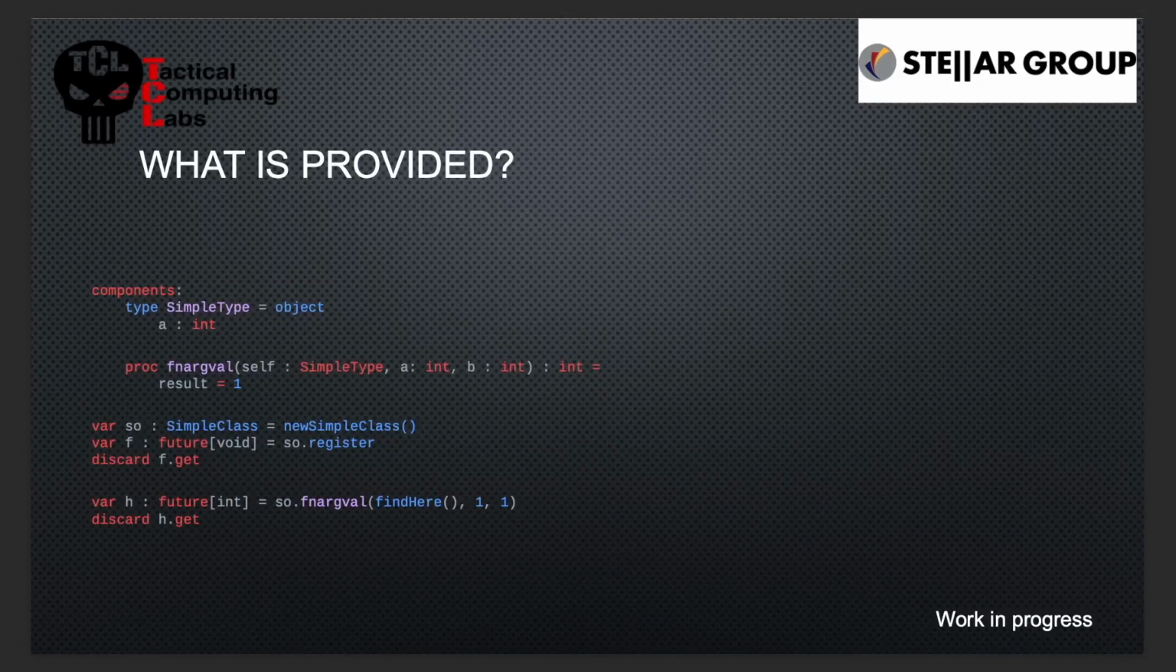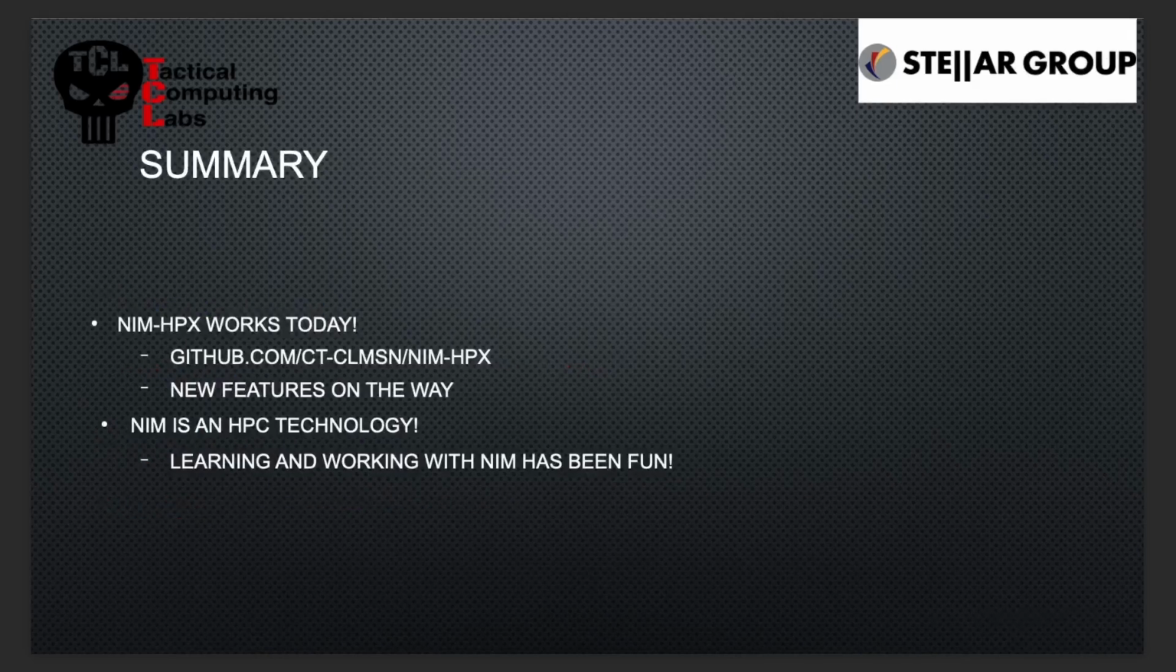Here's what the implementation will look like. You'll have a components pragma. You'll define a type with member variables. You'll define a procedure or a method underneath that component pragma, explaining how a function will interact with that type. And then underneath that section, you'll be able to instantiate that class, register with the runtime system or the active global address space, and then go through the process of invoking procedures on that simple type or that user-defined object in the following manner. Note, this is a work in progress, so things may change over the course of the next couple of months.